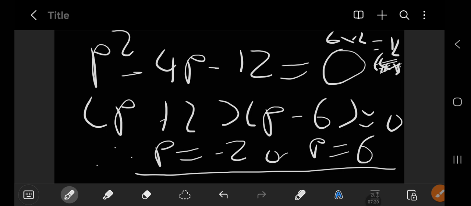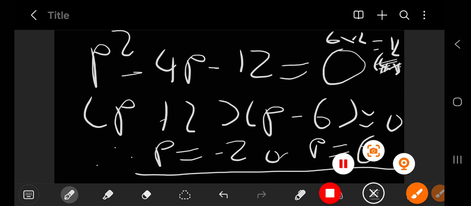So what can we say about these? Can we say that these are two unequal real roots? Yeah, they are. They are two unequal real roots. So yes, thank you guys. Let's get to the next question.